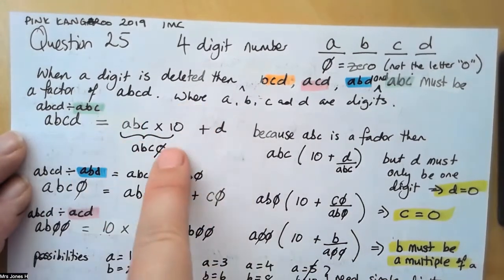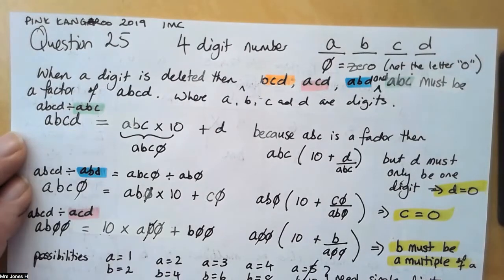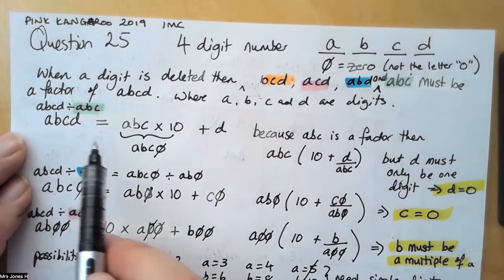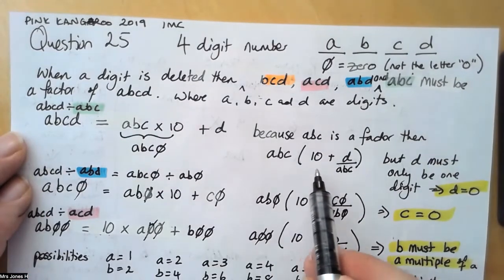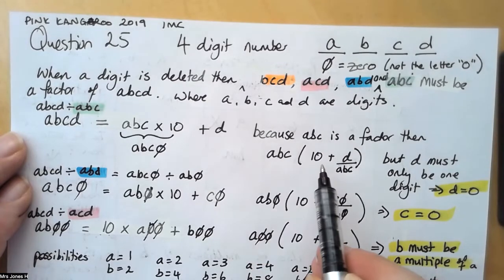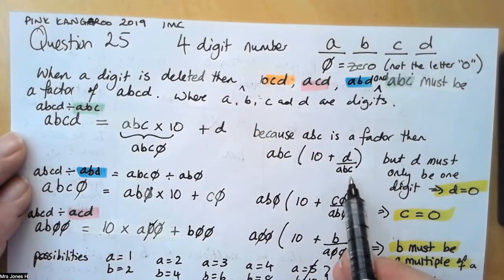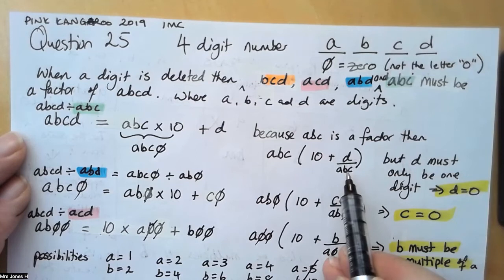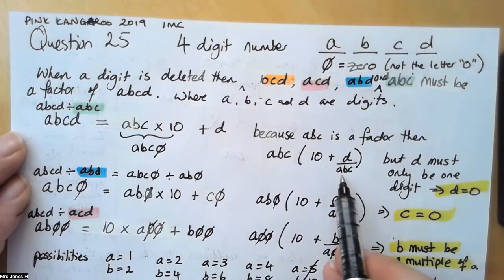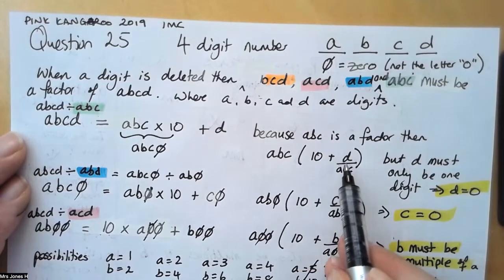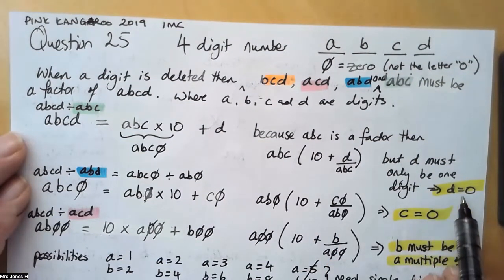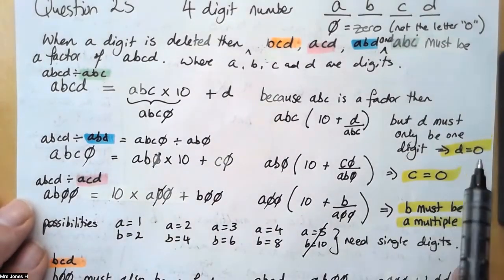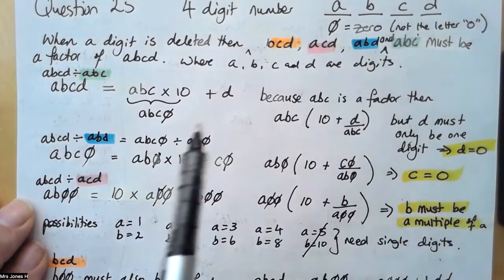So this describes ABCD. And because ABC is a factor of ABCD, if we take a factor of ABC out, we have 10 plus D divided by ABC, which has to be an integer. But this can't be a number that's greater than 1 unless D is 0. So we've got a helping hand, we know that D is 0. Taking that information forward, we're going to go and look at ABD now.